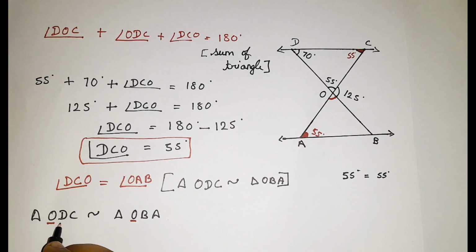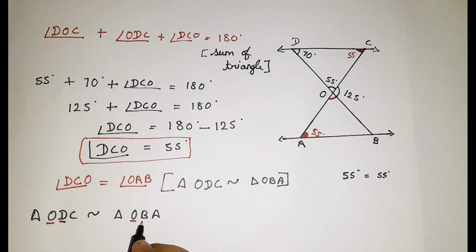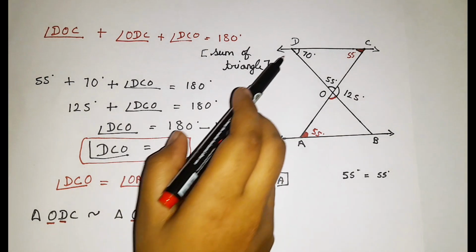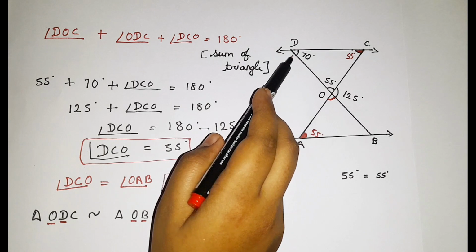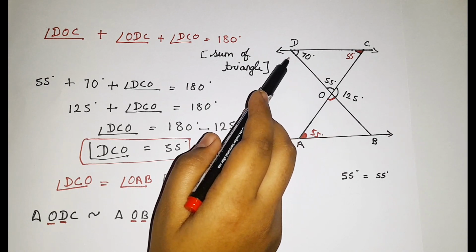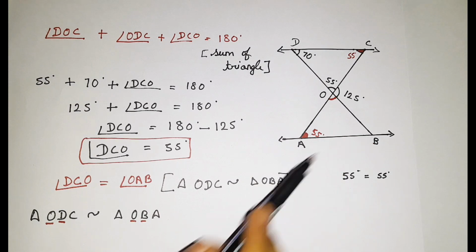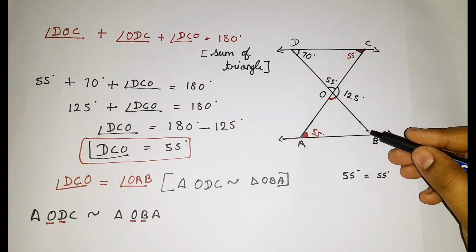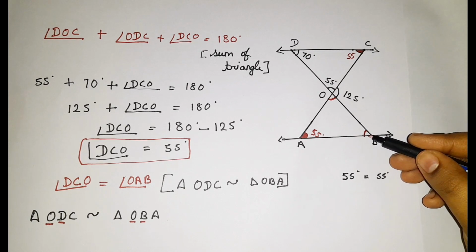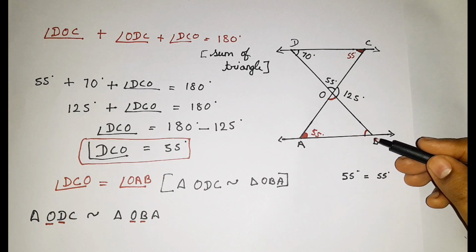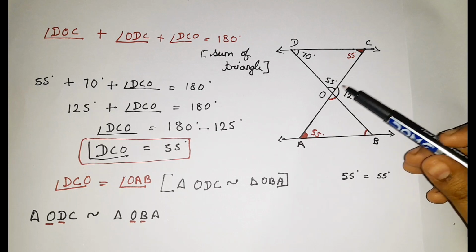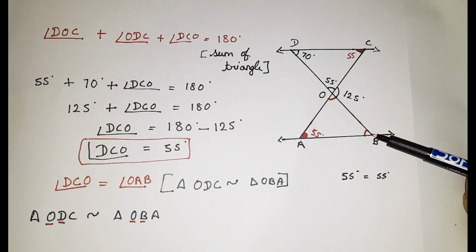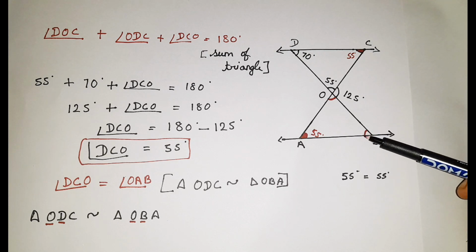Next one we have D. Angle D is equal to angle B. Where is angle D? Angle D is right over here, and since angle D is equal to angle B, angle B is right over here. That means the value for angle B is also 70 degrees. We are not writing those things because according to the question we are supposed to find the missing values. These values we can find by ourselves as well. So angle D is equal to angle B, and angle B has a value of 70 degrees.